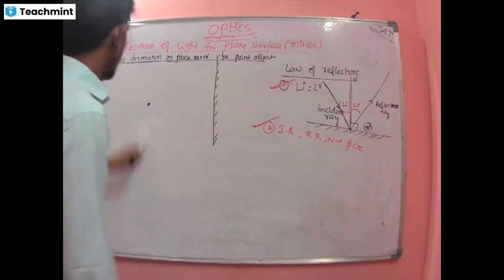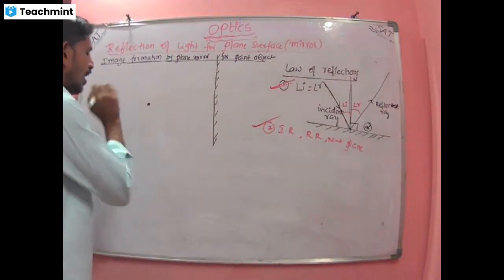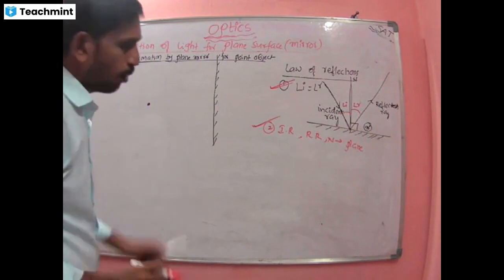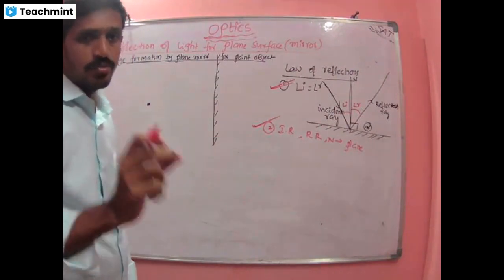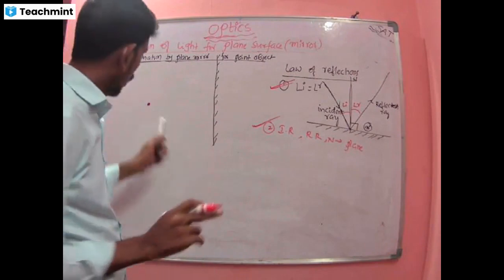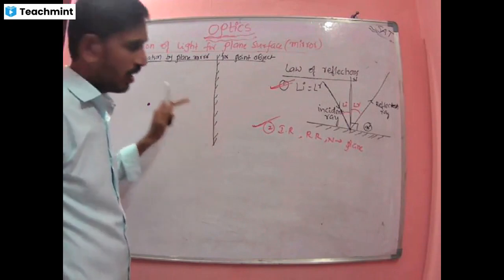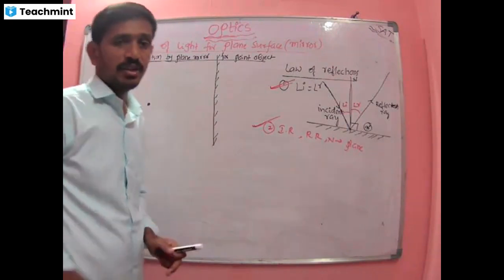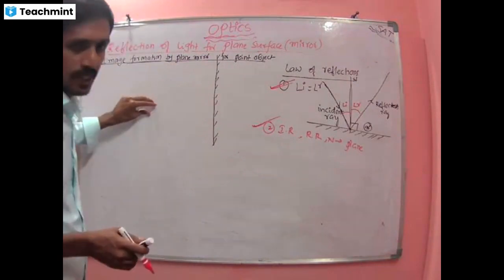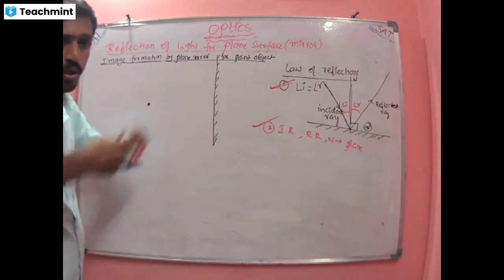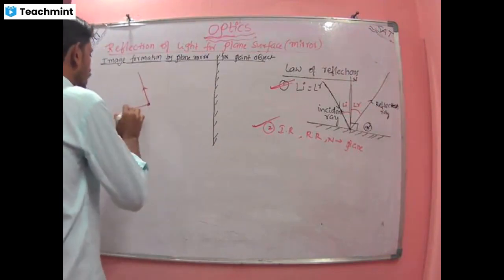Coming to image formation with the plane mirror. See here, this is my object, a small object, a point object. Point object means the size of the object is small. If you want to form an image by a plane mirror, we should take two rays. From the object, many rays are going. For example, this is one ray, and this is the other ray.